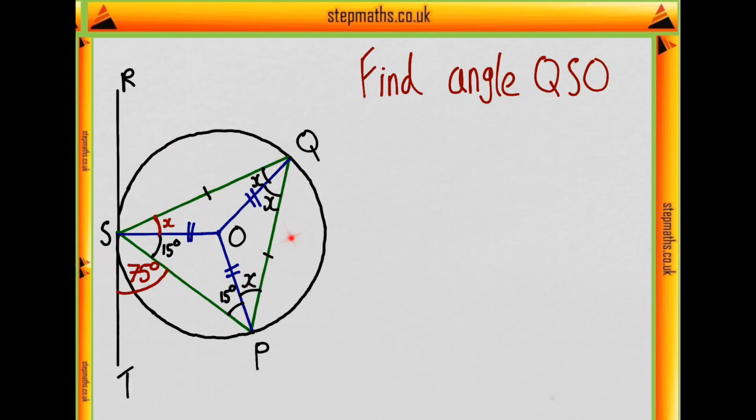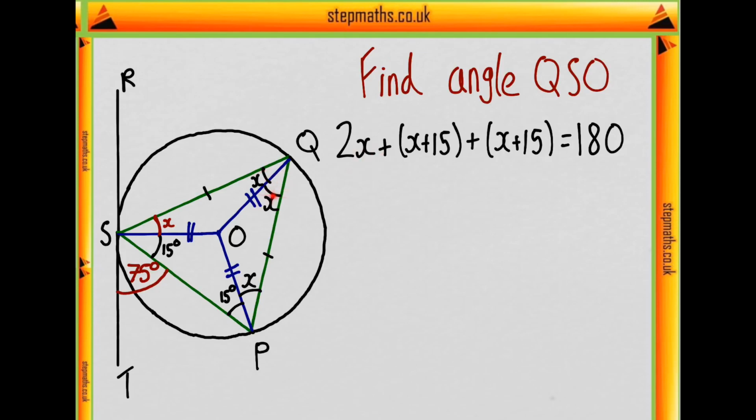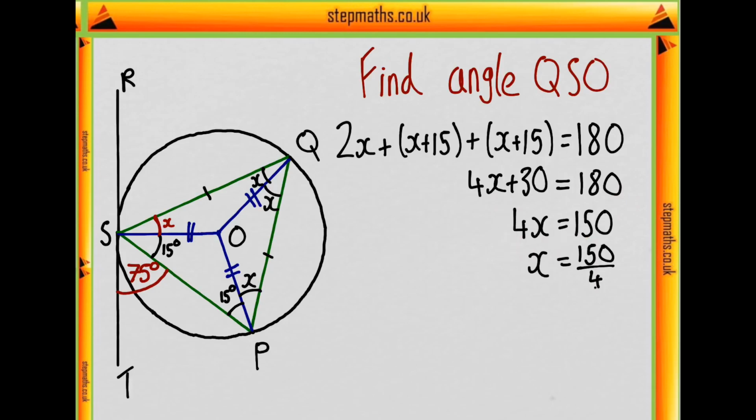And we've got an absolute ton of information here, and we've actually got enough to find X. Because if you look at this big triangle, we've got every angle filled in as some expression of X. So using the fact that the sum of the angles in a triangle is 180 degrees, we get to this. So 2x plus x plus 15 plus x plus 15 is equal to 180, which, expanding out the brackets, comes to 4x plus 30 is equal to 180, minus the 30, and we get to x equals 150 over 4.